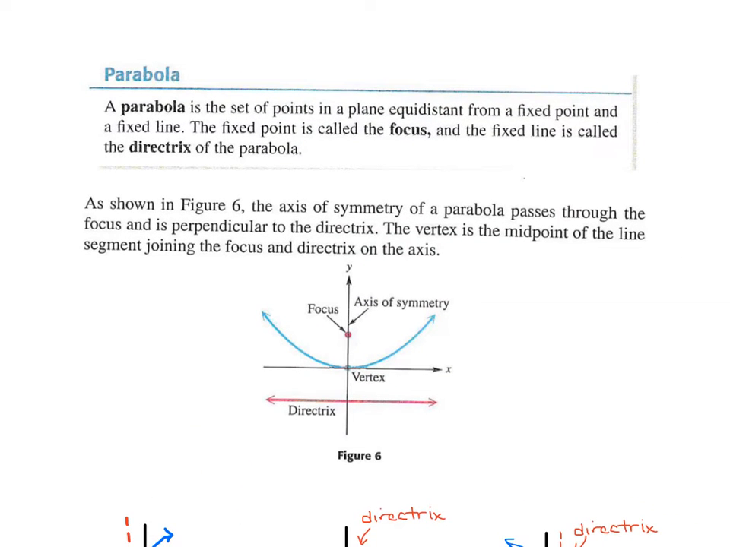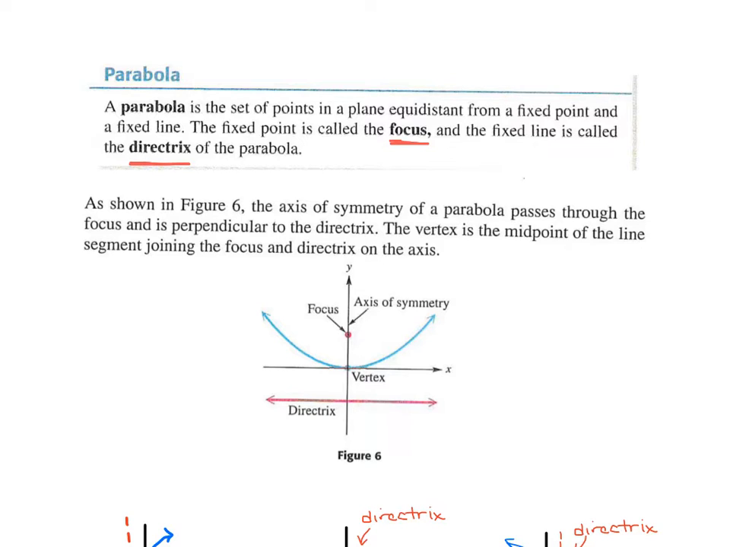And by definition, a parabola is the set of points in a plane equidistant from a fixed point and a fixed line. And this is what's new to us in chapter 10. This fixed point is going to be called the focus. And we're going to be calculating this focus point for all of our parabolas. We're also going to be finding a fixed line, and that fixed line is going to be an equation, and it's called the directrix.